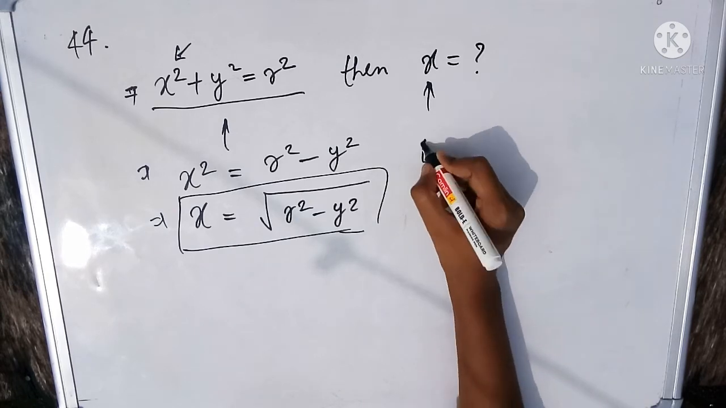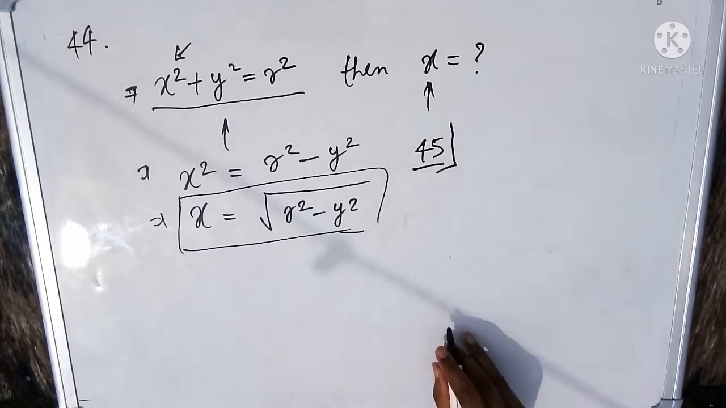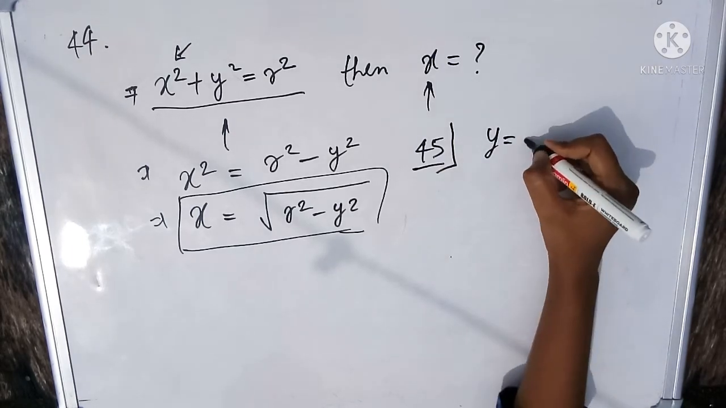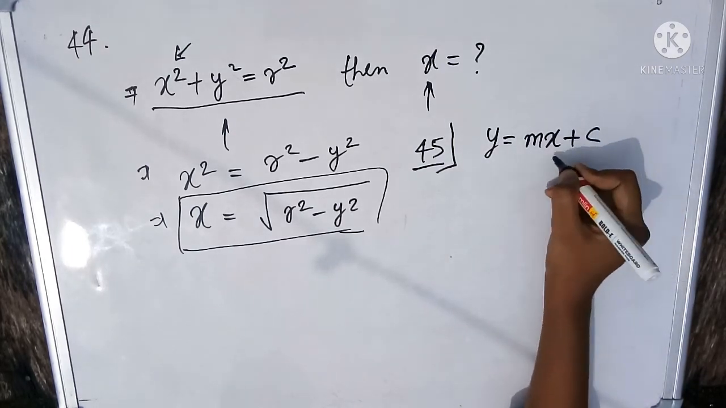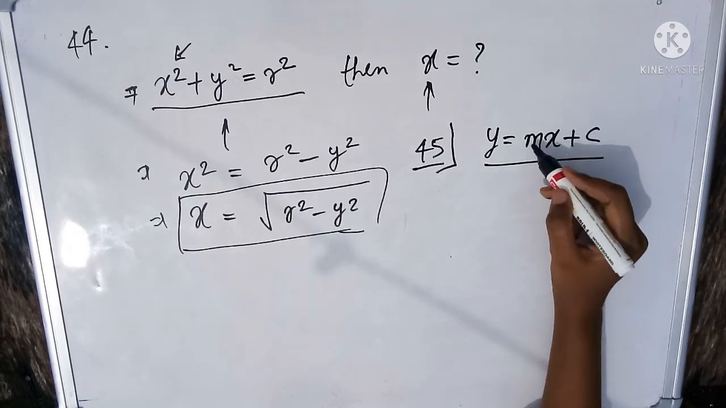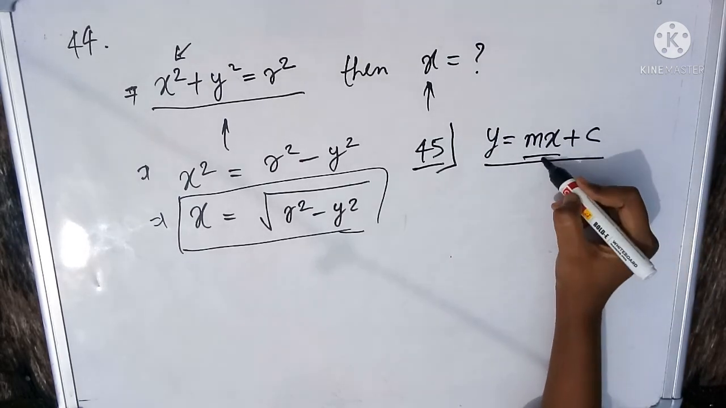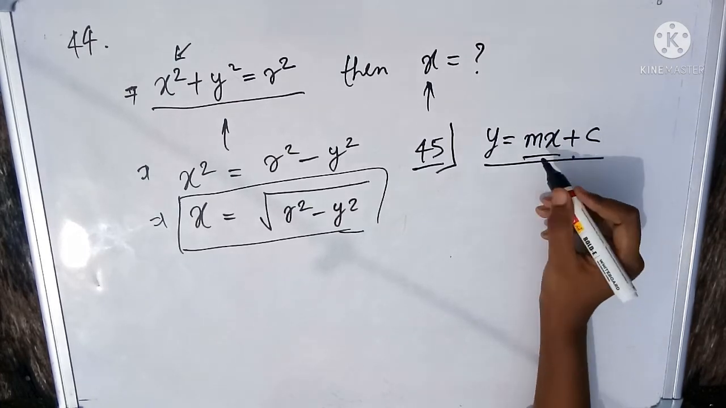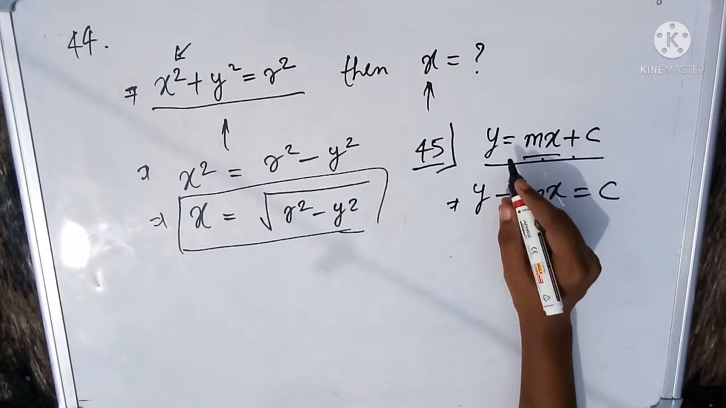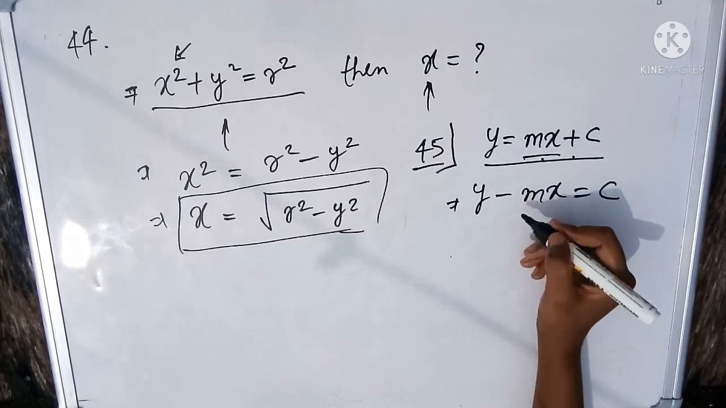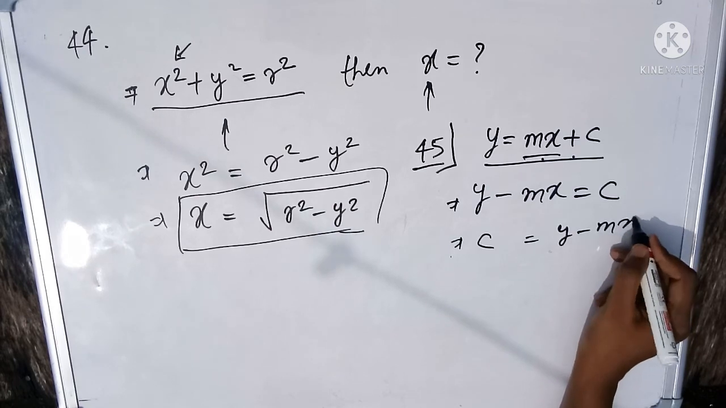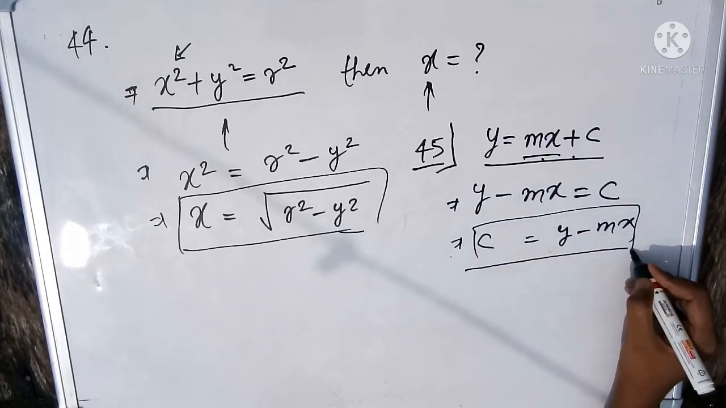Now the question number 45, the last question of this short answer type. It says that here we have y is equal to mx plus c and we have to make c the subject. So here we can easily do it by removing this mx from here. Now mx is in addition form, so it will be y minus mx is equal to c. It is transferred to the other side and the sign is changed. So c is equal to y minus mx, and this is the subject c.